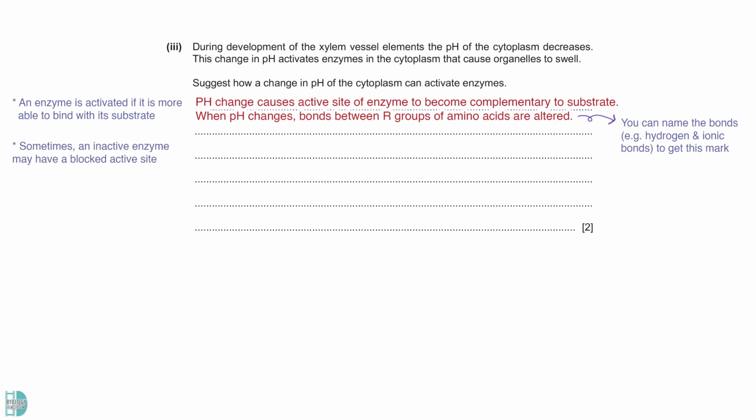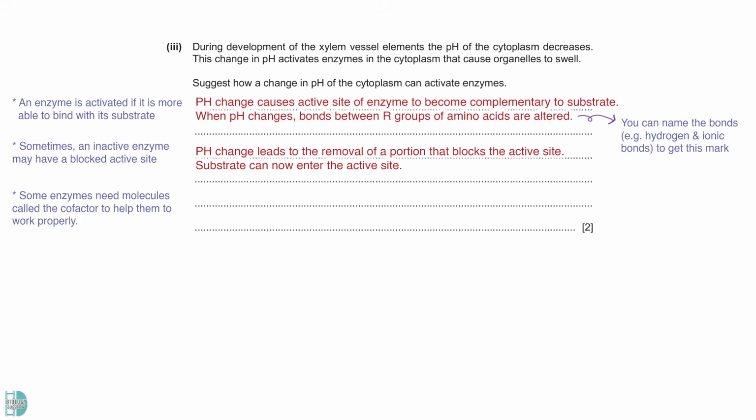Sometimes an inactive enzyme may have a blocked active site. If we remove it, it is activated and can start binding to the substrate. The next point is not something we talk about often in the syllabus. There is something called a cofactor in our cells. They help an enzyme to work. So, pH change may lead to the association of a cofactor with the enzyme, making it functional.